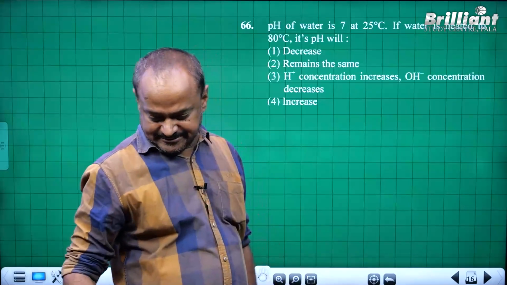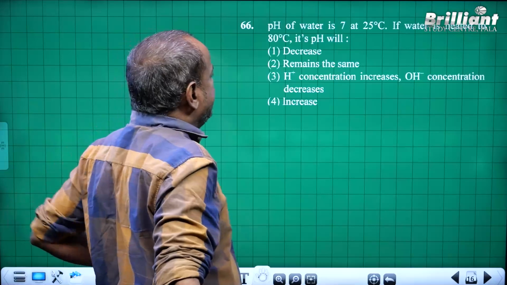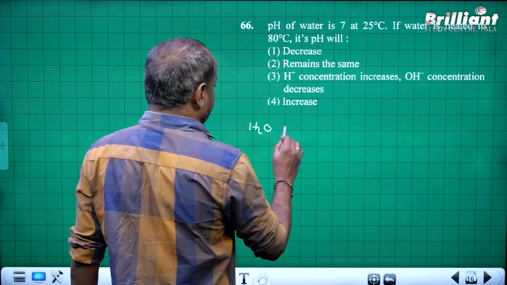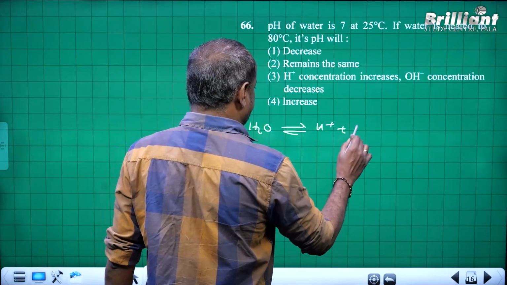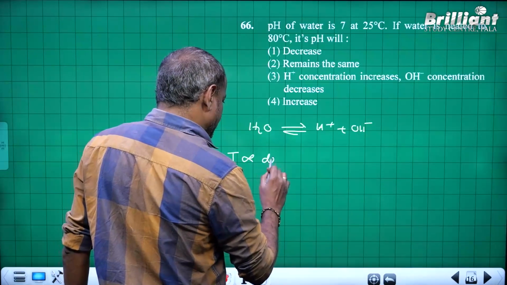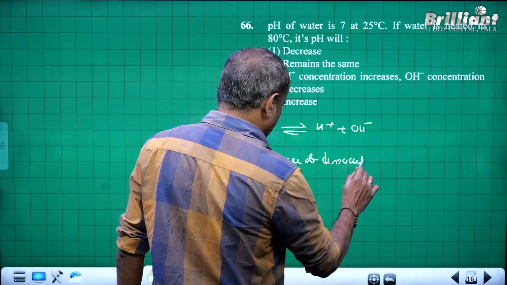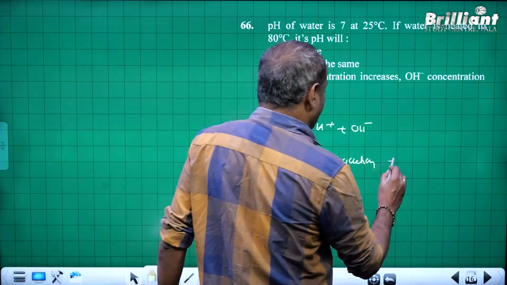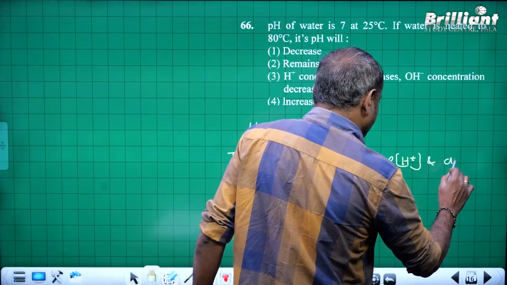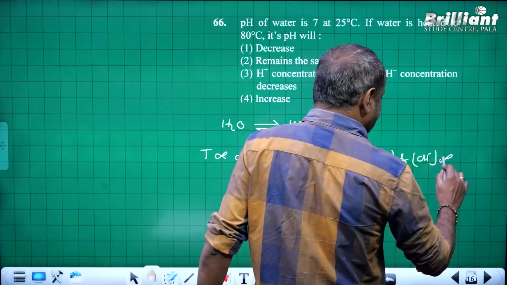Next, question number 66. The pH of water is 7 at 25 degrees. If water is heated to 80 degrees, what will the pH be? H2O dissociates to form H plus and OH minus. As temperature increases, the degree of dissociation increases, so more water molecules dissociate. The number of H plus ions increases and OH minus also increases. Then Kw also increases.